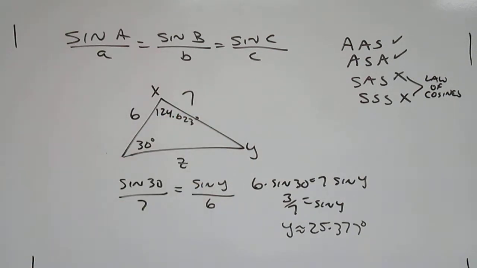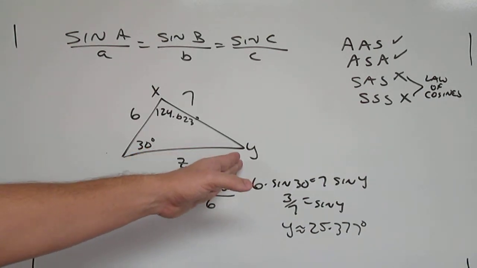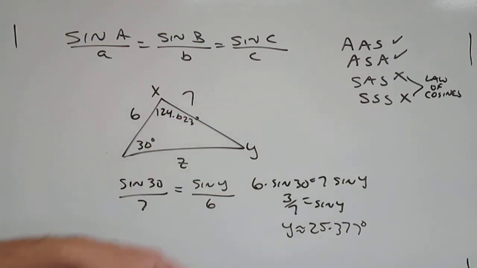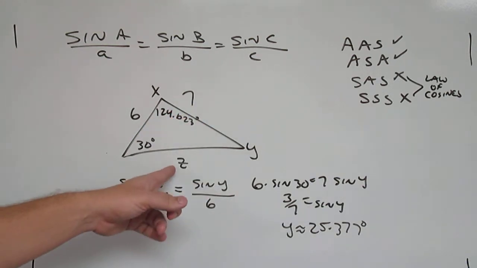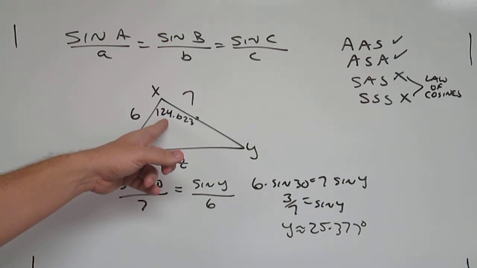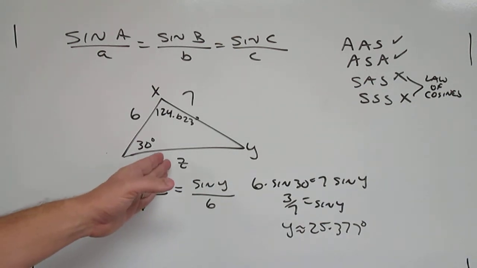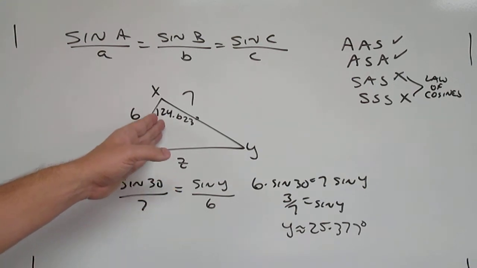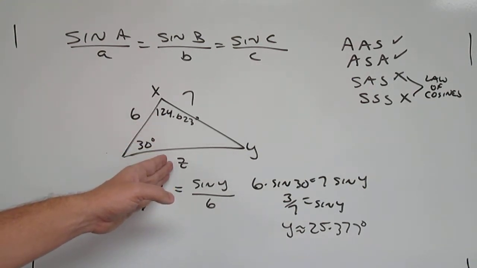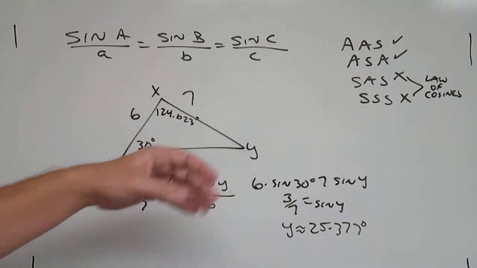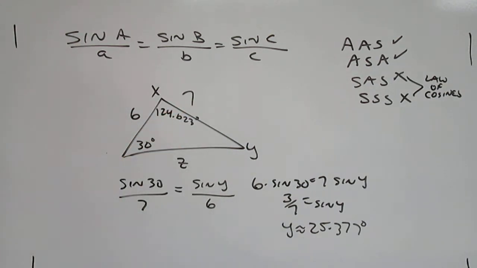Now, this brings up an interesting point. When possible, you only want to use values that you're given. Okay? So when I figured out what y was, I used the 30, the 6, and the 7. But at some point, if I wanted to find what z was, I needed to use this calculated value. You want to avoid that as much as possible, but sometimes it's inevitable. But I still would say the sine of 124.623 over z is equal to the sine of 30 over 7, as opposed to doing the sine of 25.377, because I'm rounding. The more often I round things, the more often I'm going to make a mistake.